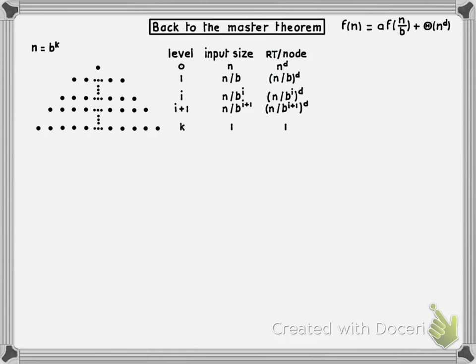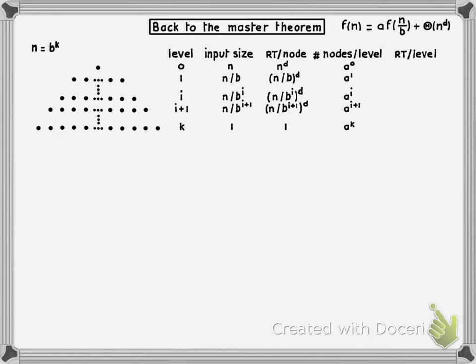So now we're going to consider a whole level at a time. We're going to compute the runtime for a whole level. Well, since every node in that level has the same input size, therefore the runtime for each one of these nodes is the same. So all we need to do to compute the runtime for the whole level is to multiply these numbers by the number of nodes at each level. And we already computed the number of nodes at each level. Let me write them down again. Remember, we multiply by a every time we go down each level.